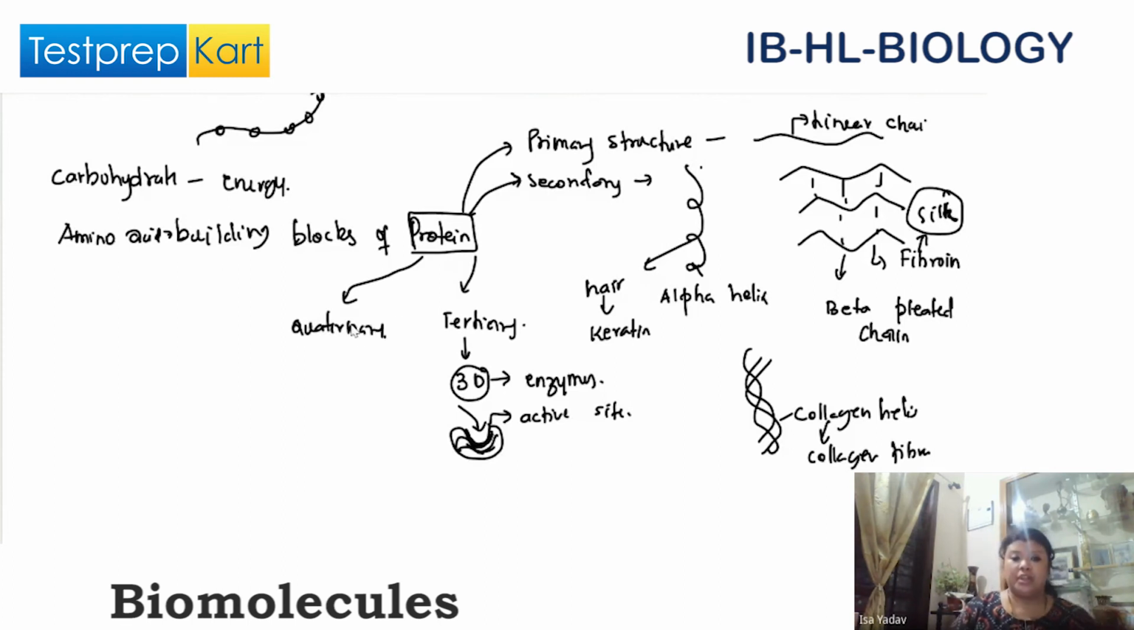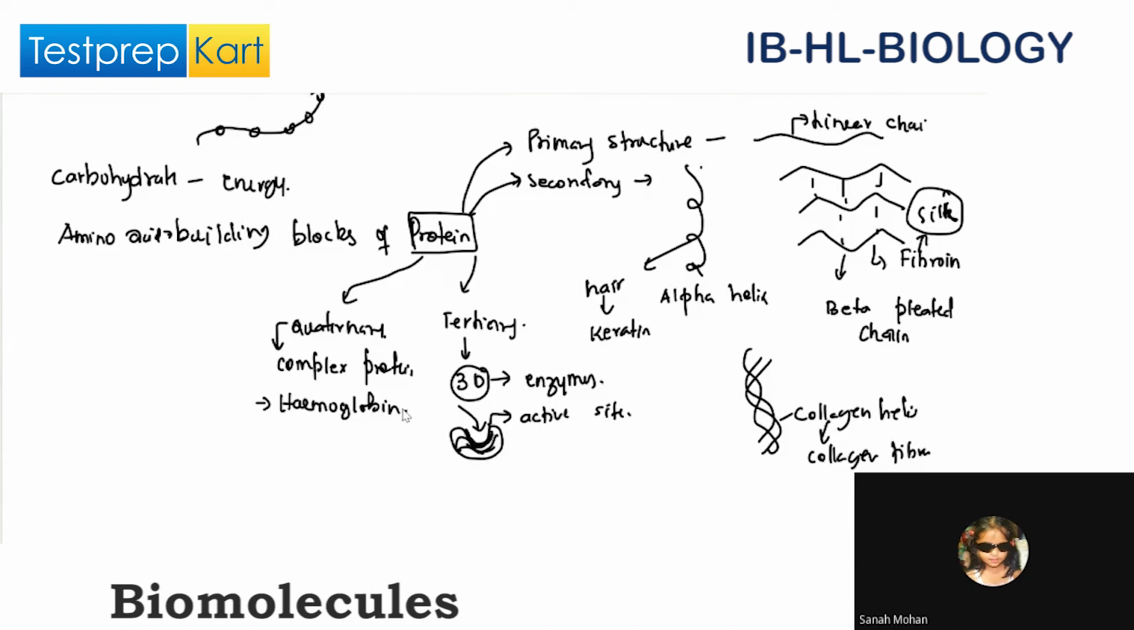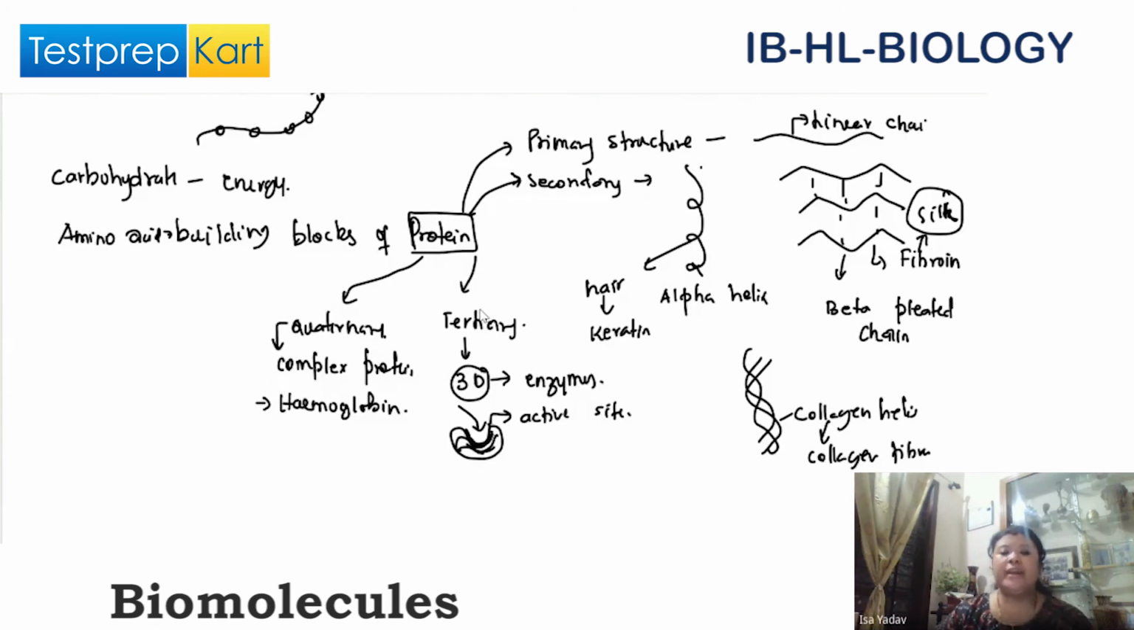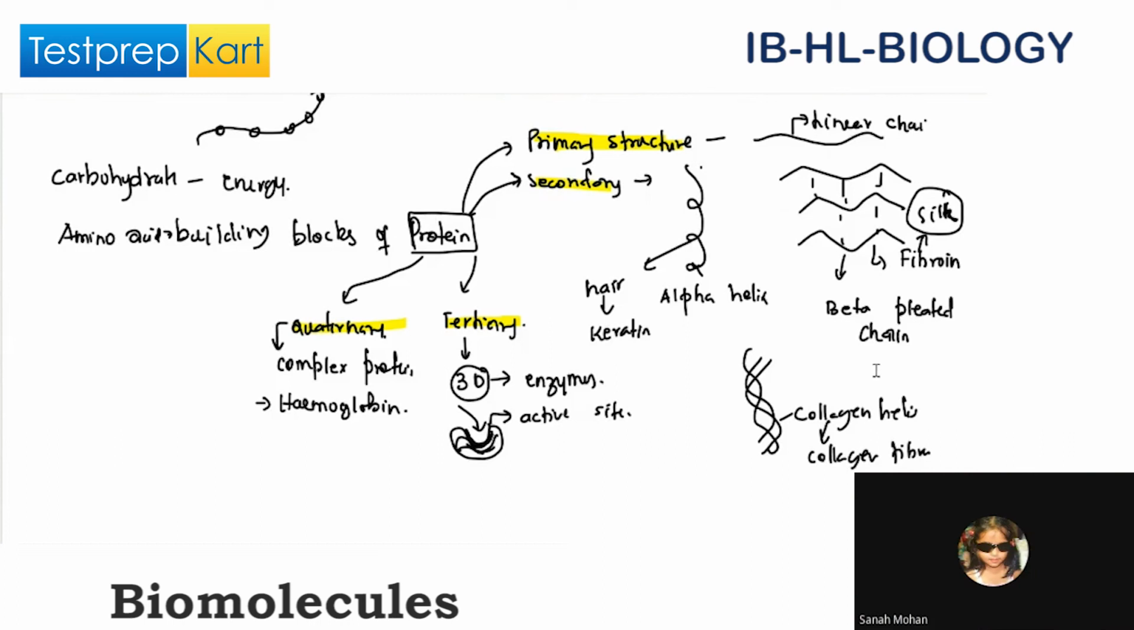Then we have the quaternary structure. These structures are found in complex proteins, such as hemoglobin. This point is clear? Any doubt? No. Okay, these are the different structures of proteins. Protein structure is very important. We have the primary, secondary, tertiary, and quaternary. Based on this only the proteins are folded.